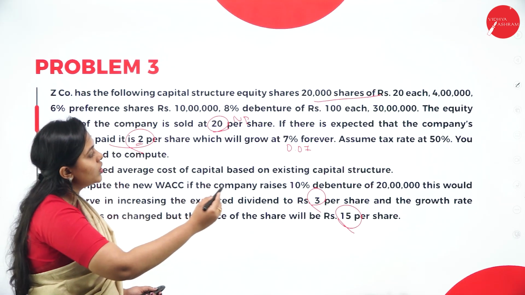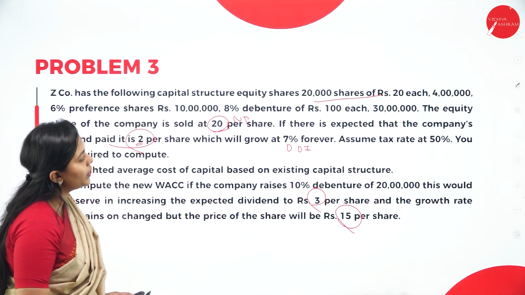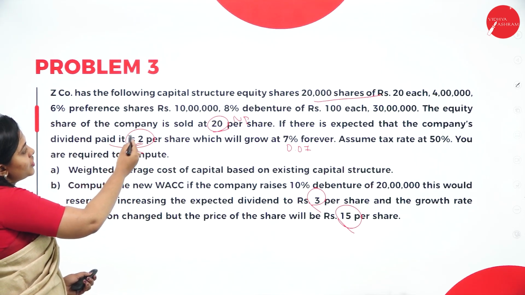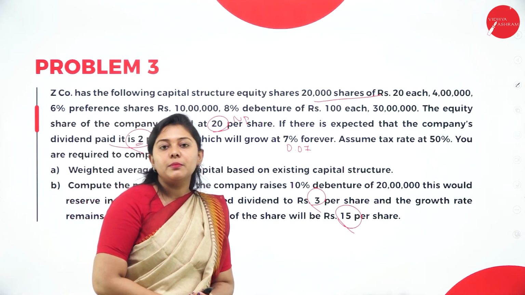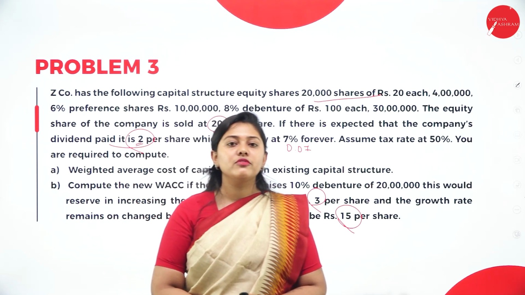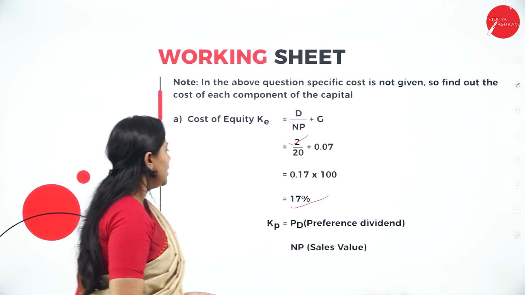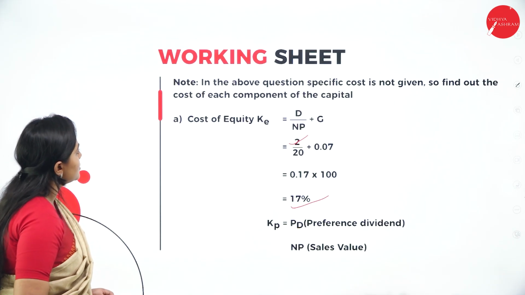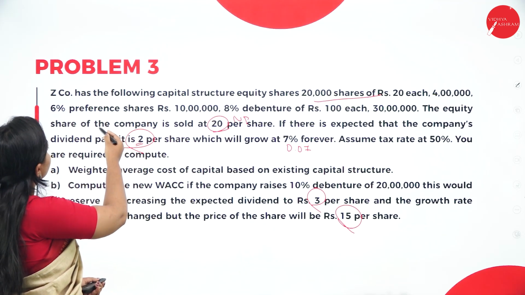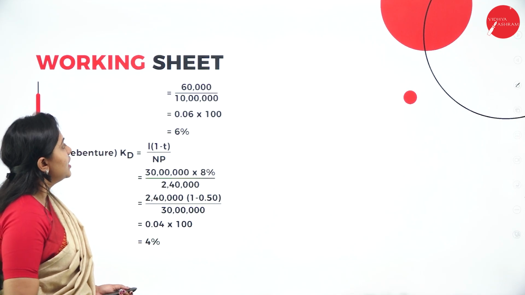Next, moving forward, let's calculate the preference share cost. What is the given information? 6% preference shares of rupees 10 lakh. So it is an irredeemable preference share. What will be the formula? Preferential dividend divided by net proceeds. Very easy. What is the preferential dividend given? 6% of rupees 10 lakh.